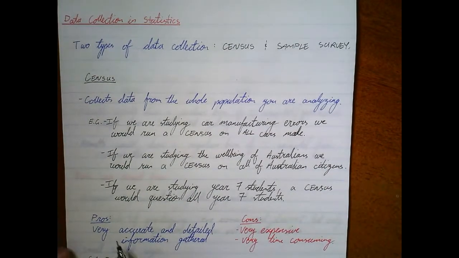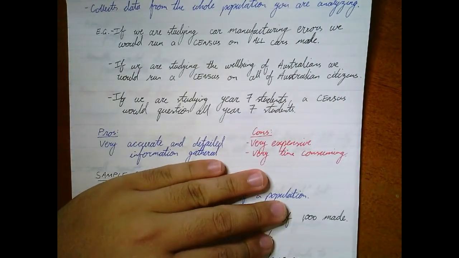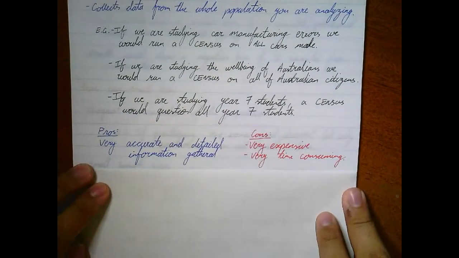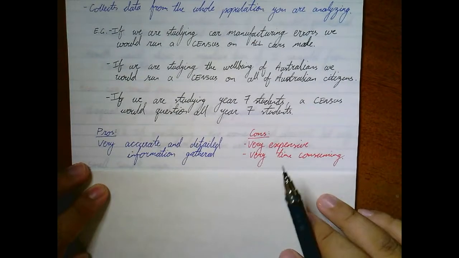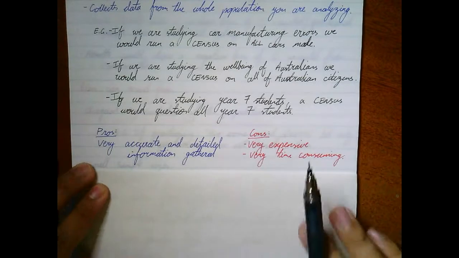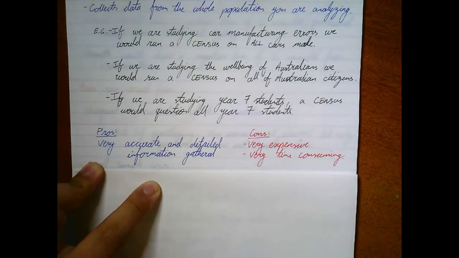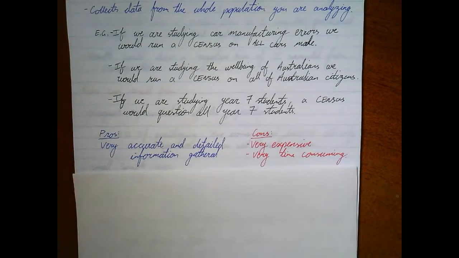Now, the good things about censuses is that they are very accurate and detailed in the information that we gather. Okay, because we're getting absolutely everyone. We're asking absolutely everyone the questions. And so we'd expect it to be very accurate and very detailed. But the bad things about it is that it's very expensive to be able to question every single person. And it's very time consuming to do the same. Okay, which leads into the next kind of data collection.